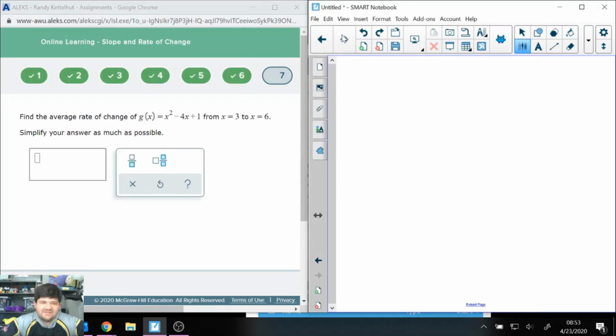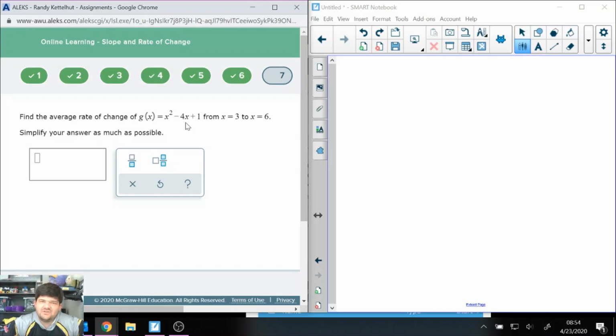Last things last, I think this is last. Find the average rate of change of this function. It's another quadratic. You guys should remember quadratics. So it has a positive a value of 1 even, so it's going up, right? It's a parabola facing up.